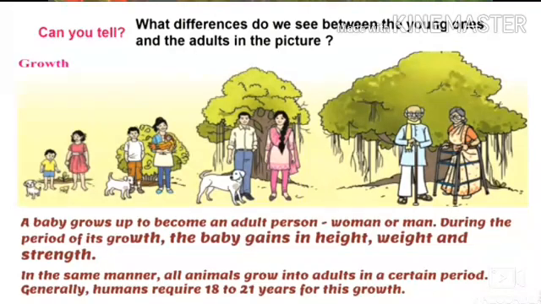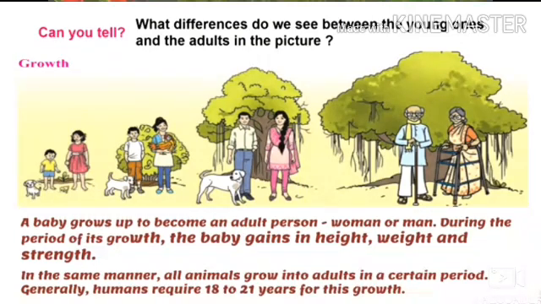What happened here is that there is growth. The baby gains in height, weight and strength. So there is growth. The baby grows up to become an adult person, a woman or a man. During the period of growth, there is a growth in their height, weight and strength also. In the same manner, animals also and plants also. That puppy also grows to form a big dog, and the sapling also grows to form a big tree.